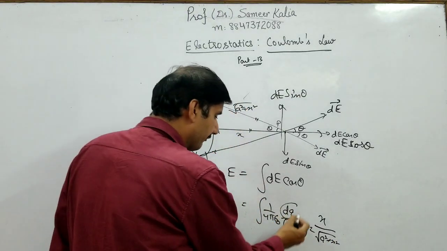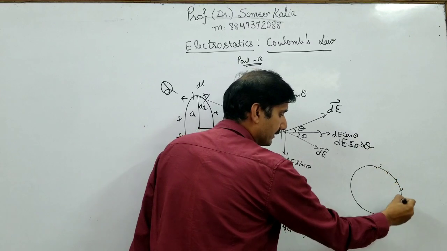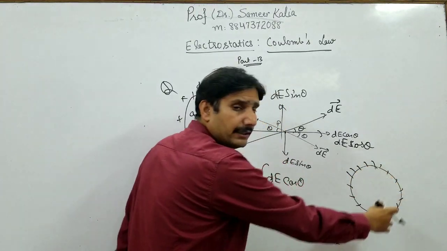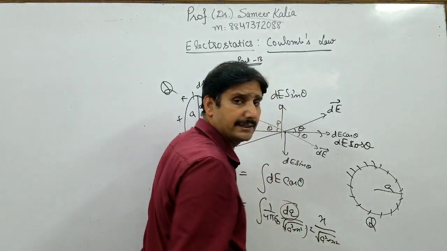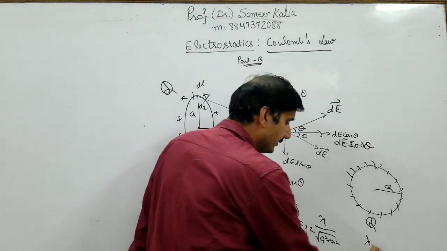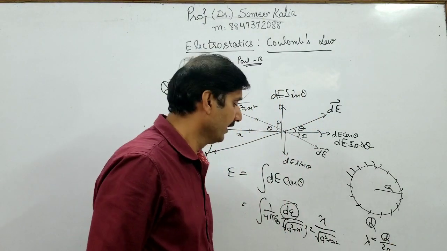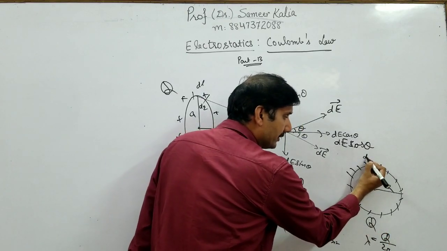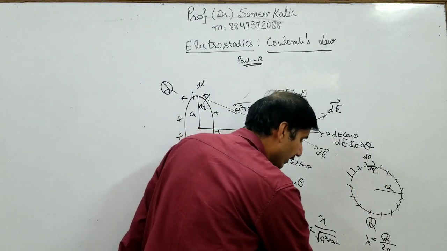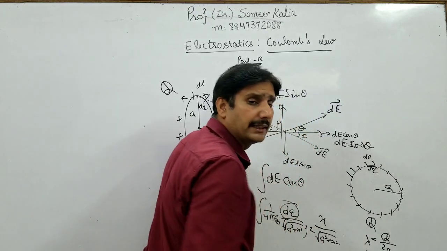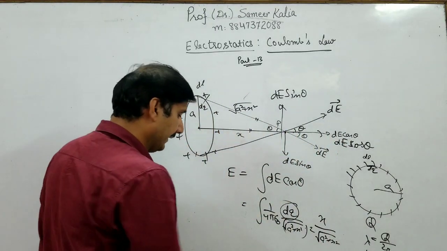What you can do, you can find out dq first of all. What is the circumference of the circle? 2 pi a, and it contains total charge Q. So what is the charge density? Let's say I call that lambda. Charge density would be total charge divided by total length. Total length of the circumference is 2 pi a. So lambda will be Q by 2 pi a. What would be the charge on small length dl? We assumed it to be dq. So dq would be lambda into dl, that is equal to Q by 2 pi a into dl. Put in the value over here and integrate.